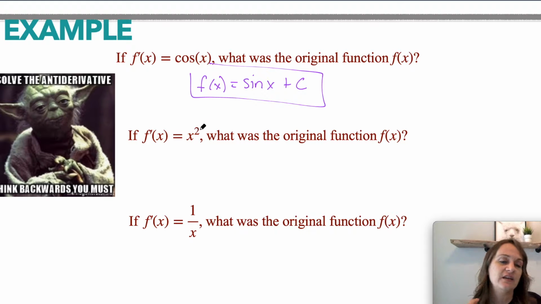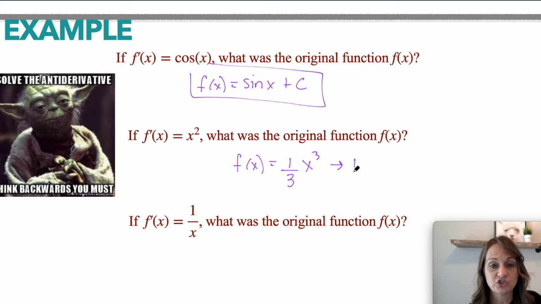Same thing here. If this is x squared, then what, when you take the derivative of it, will give you x squared? I know it's going to involve x cubed, because when you take the derivative of x cubed, you get 3x squared. So in order to undo that, you divide by that exponent, because if I take the derivative of one third x cubed, 3 times a third is just 1, and it becomes x squared. So it did work.